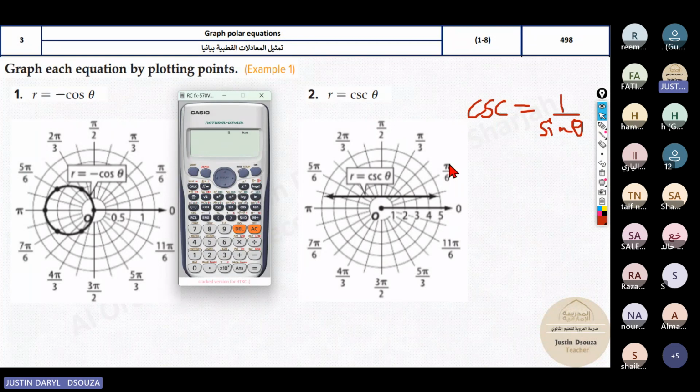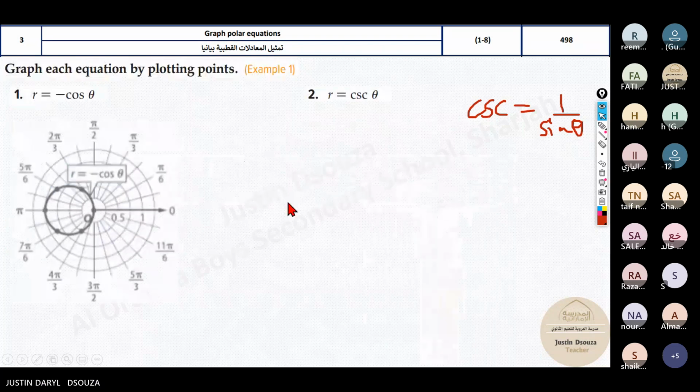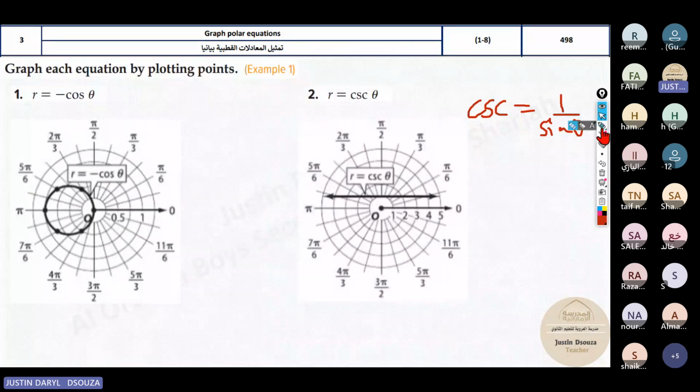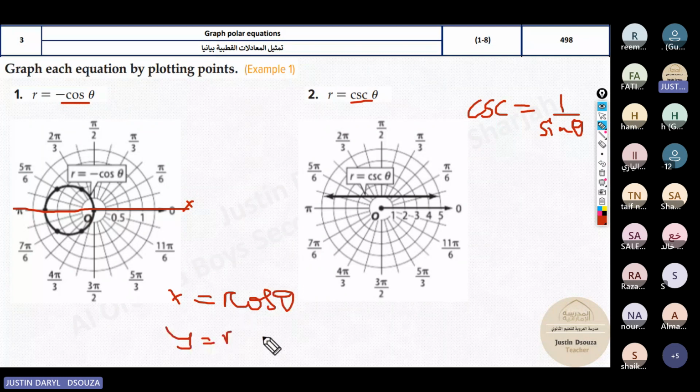Now, okay, let's leave that for a while. Let's look into a shorter method. Look at the question. If it is cos, it's always related to the x-axis, okay? Why? Because you know x is equal to r cos theta, whereas y equals r sine theta. So cos is always related to x, so it'll be either right side or left side. I'll tell you which side in a while.